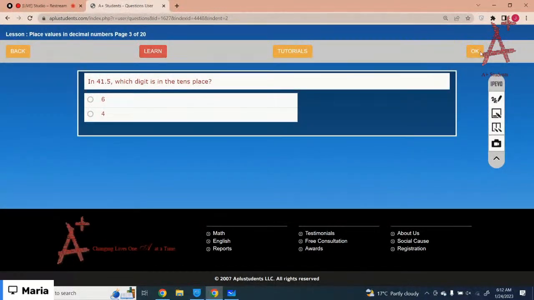So 4 is at the tens place. You don't have 6 in the digits of the number given. So 4 is at the tens place. The correct option is 4.